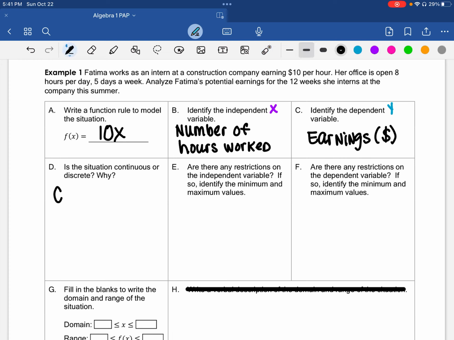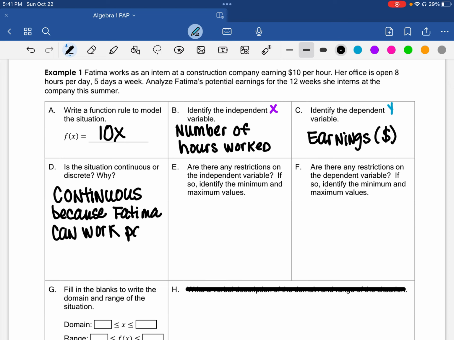Let me grab my pen. And I'm going to say, because Fatima can work parts of hours. I don't have to be super specific and say, because she can work 1.5 hours. I can give an example, but this is enough.